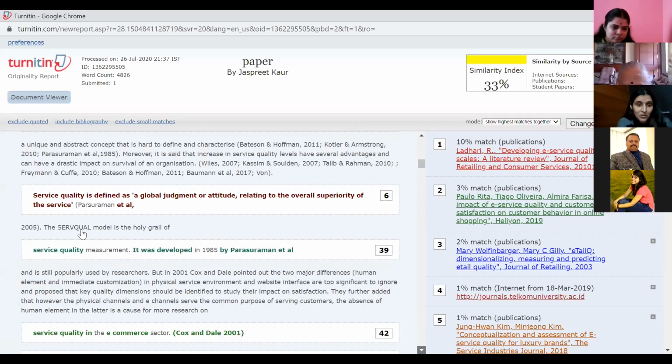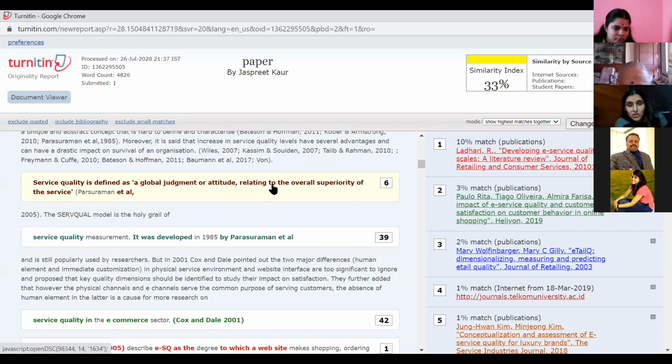Now look, the global judgment attitude related to superiority, Parasuraman et al. It is a definition. This I'll not be able to paraphrase. If I'm paraphrasing, it should not be in quotes. The definition in quotes means I am copying it verbatim, directly in the same words of Parasuraman. So there might be definitions which you want to give verbatim, right? In quotes, it doesn't matter. It is for these definitions, which you can't change and want to directly quote, that you have that 5% plagiarism.